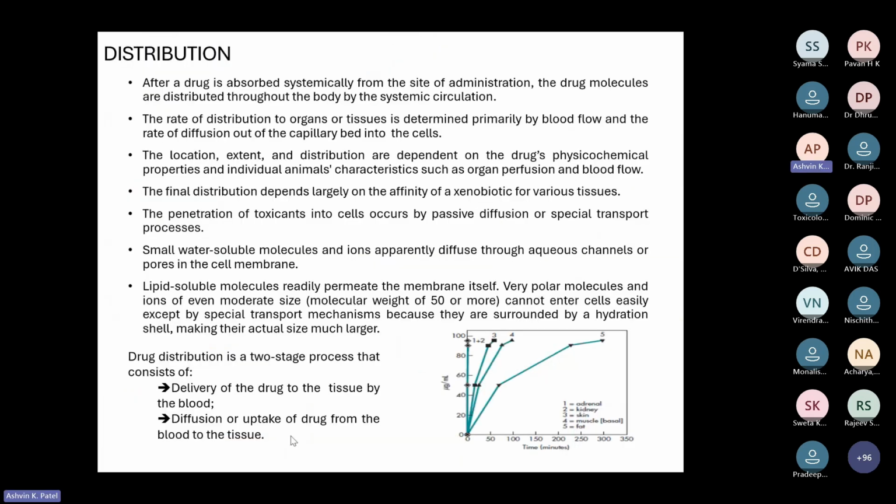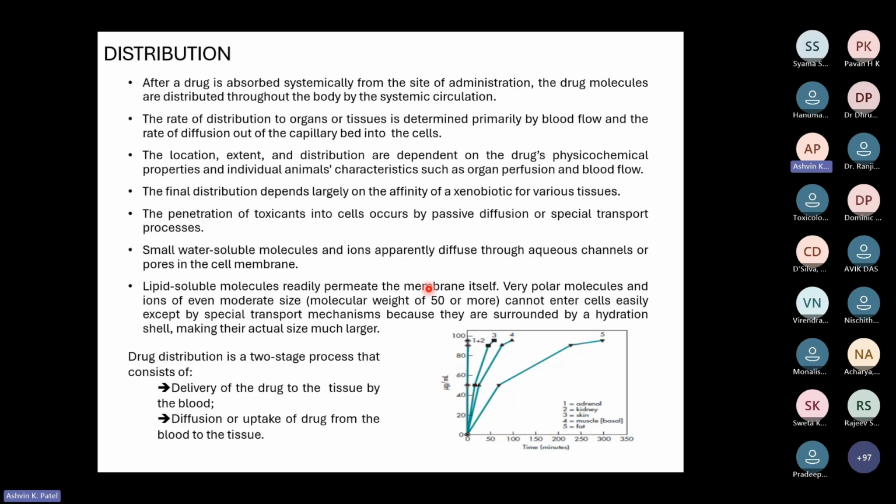With this, we switch over to the distribution. After the drug is absorbed systemically from the site of administration, drug molecules are distributed throughout the body by the systemic circulation. The rate of distribution to the organ or tissue is determined primarily by the blood flow and the rate of distribution out of the capillary bed into the cells.